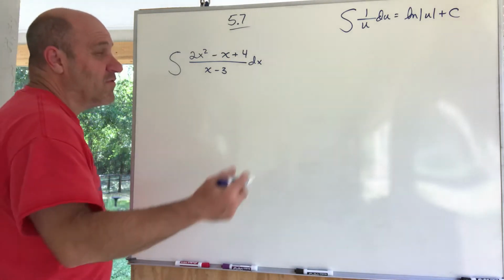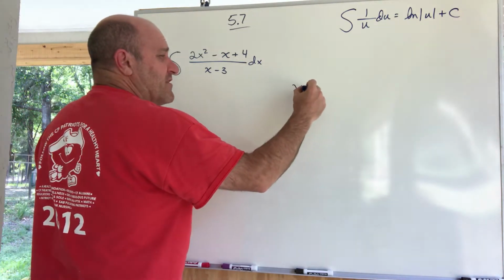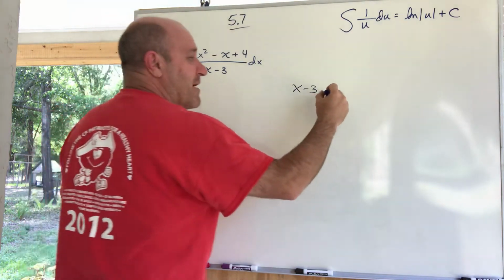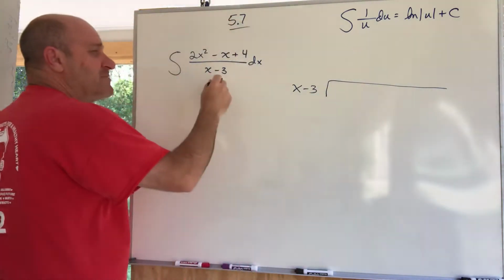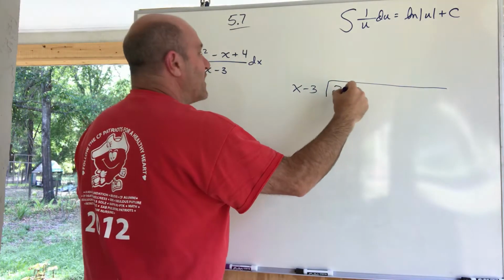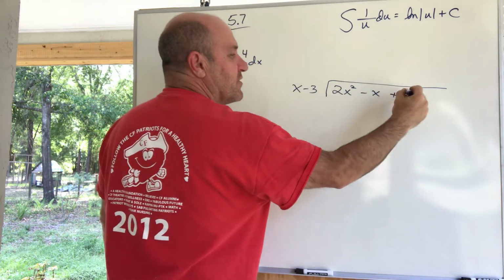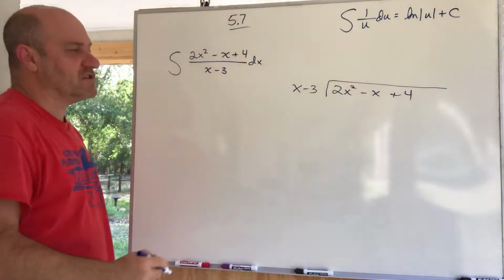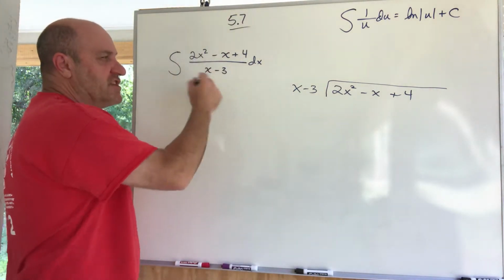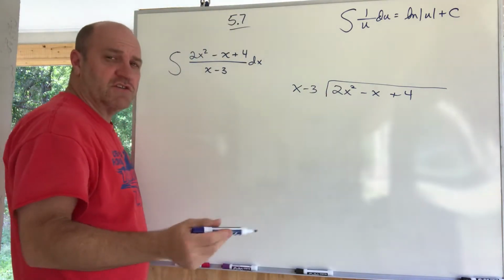Some people hate long division. I kind of like it. I'll remind you how to do it. I'm going to take x minus 3 and divide it into 2x squared minus x plus 4. I want to do this long division. I'll change the integrand if I can do this. So here's how you do it.